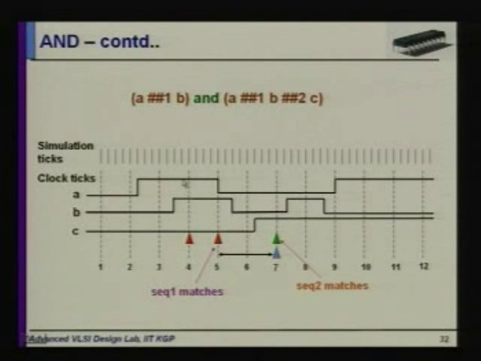It also matches here because A matches at 4, and B matches at 5. So sequence 1 matches in 4 and 5. Once sequence 1 matches, then we try to find when sequence 2 matches. When sequence 2 matches, then the total match happens. It may be vice versa. Sequence 2 may match earlier than sequence 1, but when both of them match together, then we say that the total sequence matches.